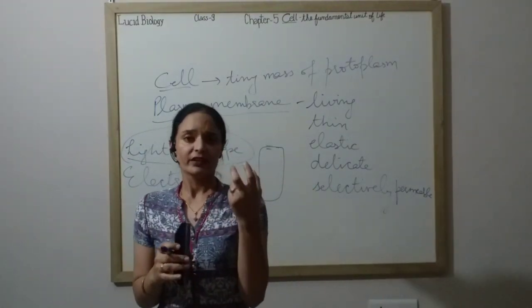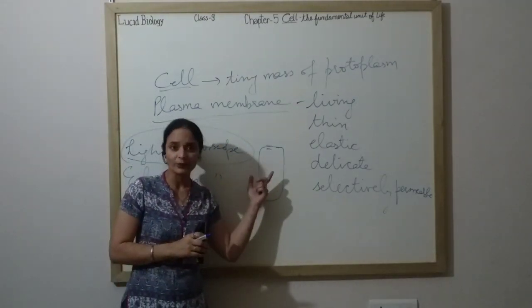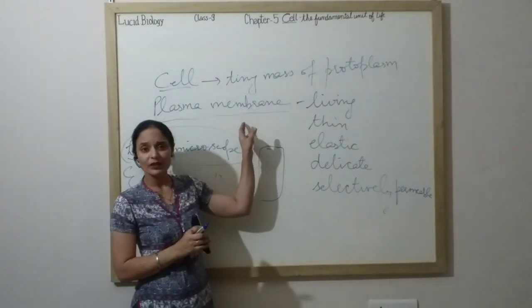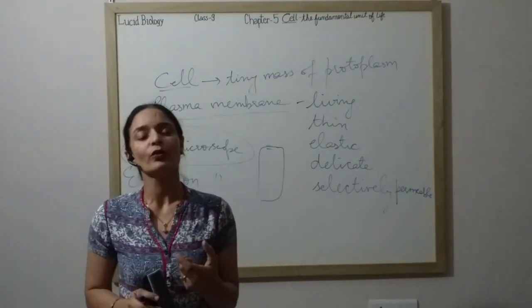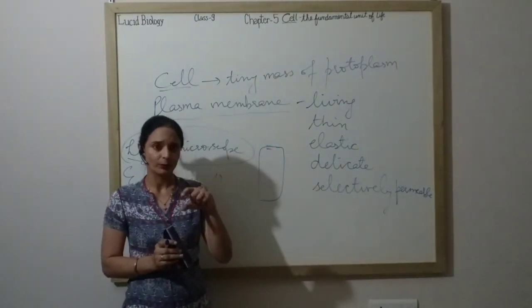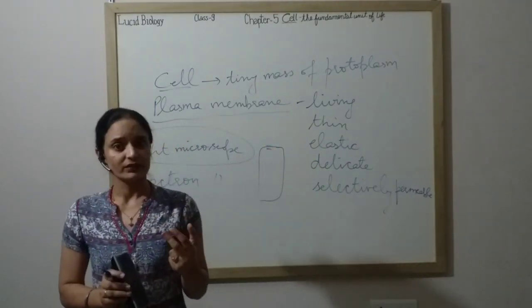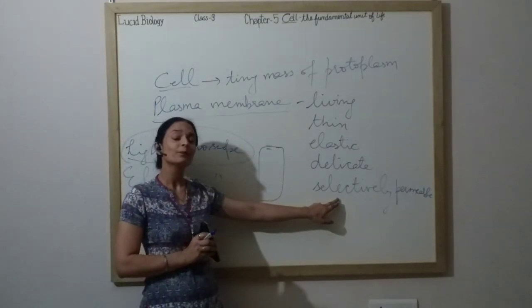And it has proteins. It is normally described as a plasma membrane with icebergs of proteins floating in a sea of lipids. The plasma membrane is made up of two layers of phospholipids with some carrier proteins, which make it selectively permeable. Now, what is the meaning of this basically?